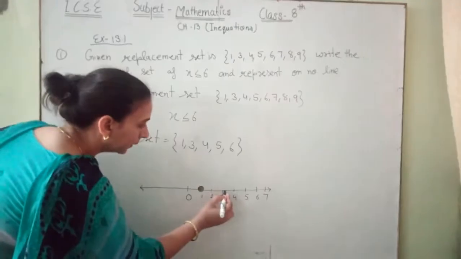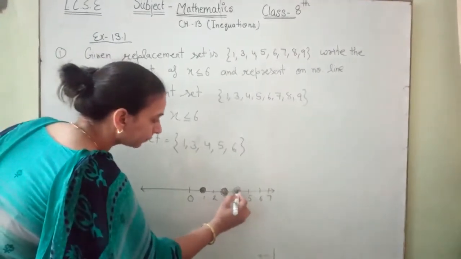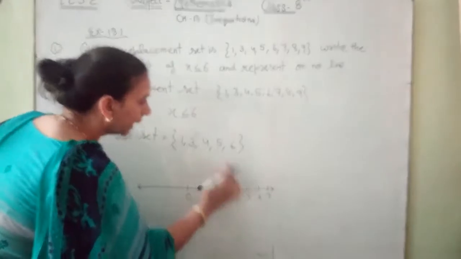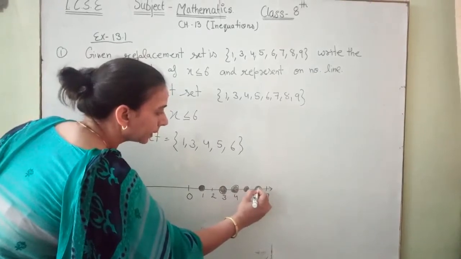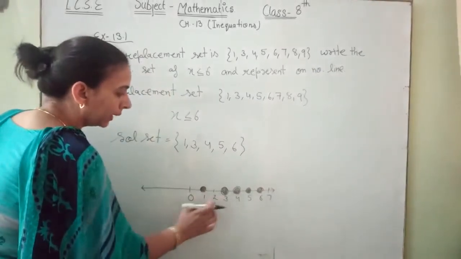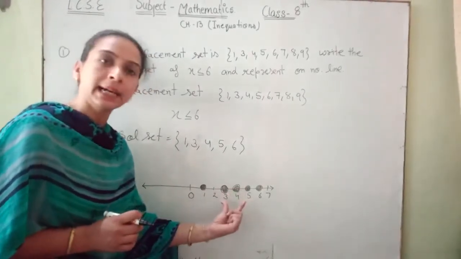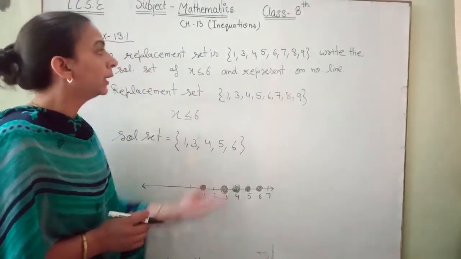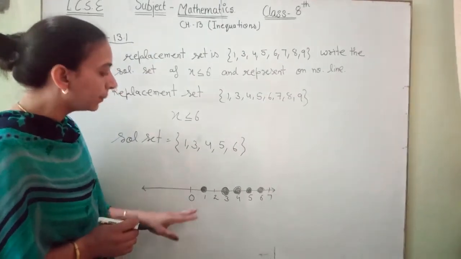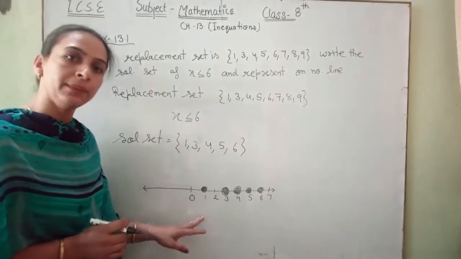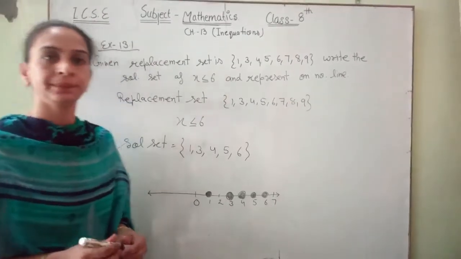Number 3, we take 3 and darken it, again 4, again number 5, and number 6. There is only 6. So 1, 3, 4, 5, 6, we take these as dark circles. Then this is the representation on the number line. This is the solution set, and this is the representation of the solution set on a number line. Okay student, I hope you understand. Then we take the next question.